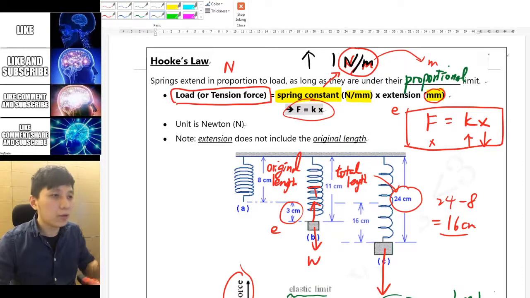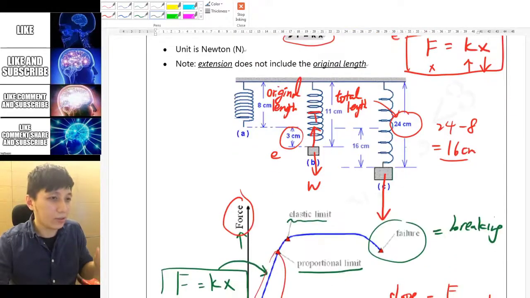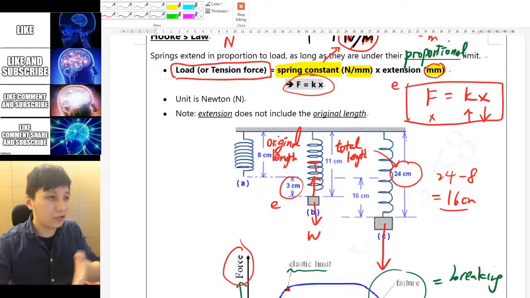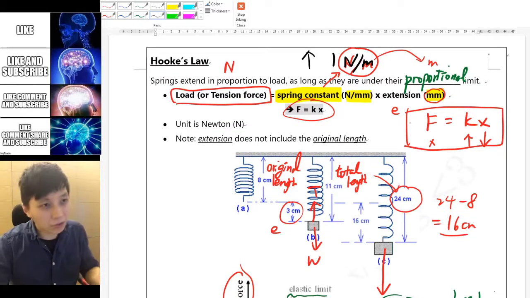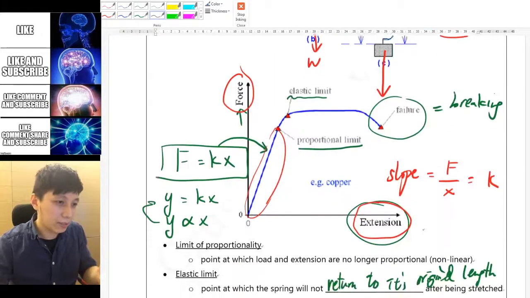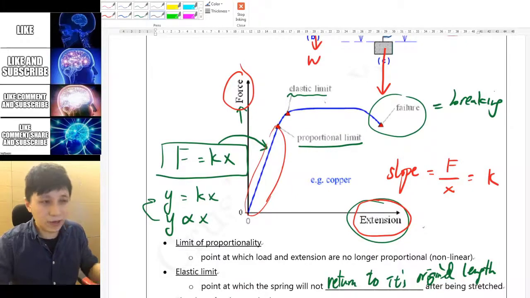So that is all for this video. You have learned about the Hooke's law equation itself, F equals kx, the unit, how it defines the spring constant, what is meant by extension and the original length, and also the definition of proportional limit and elastic limit, and how to read off from a graph like this.